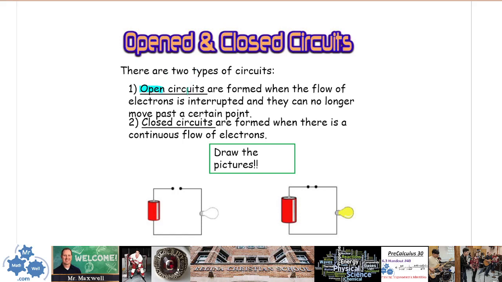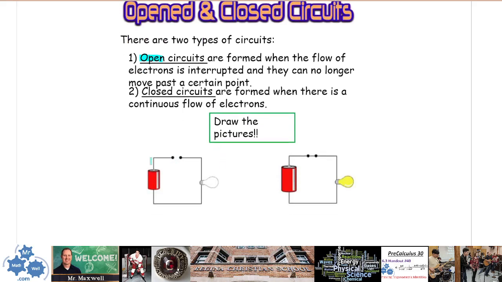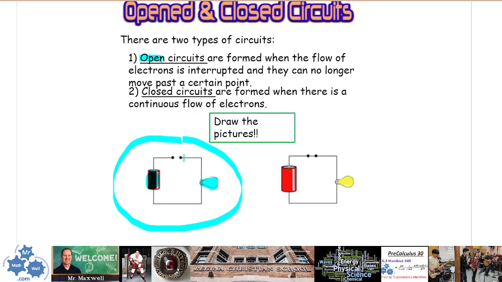Open circuits are formed when the flow of electrons is interrupted and they can no longer move past a certain point. Here's the diagram below that you're going to draw on your paper. An open circuit would be this one on the left. We would have some kind of power source, some kind of load, a light bulb here, and then an open space here. This would be a switch being opened or some kind of disconnection in the path. So there's nothing happening here. The electricity is not flowing. There's no power flowing. That's an open circuit.